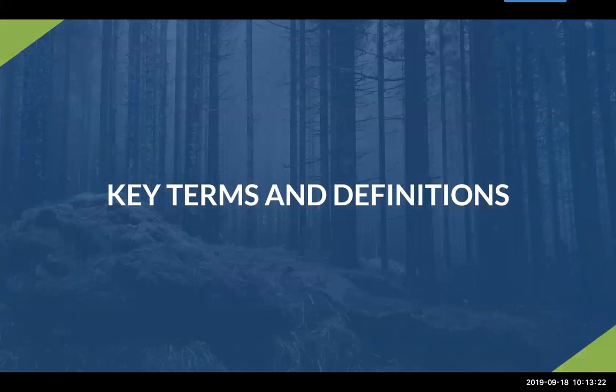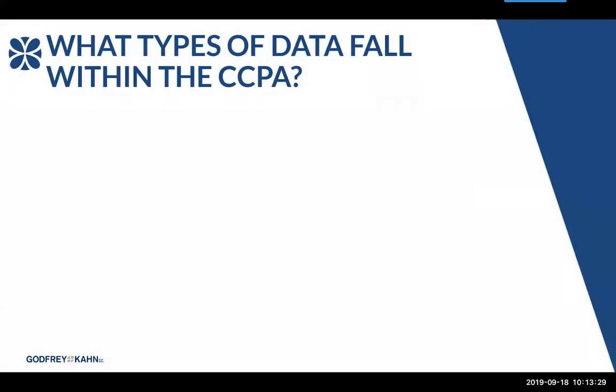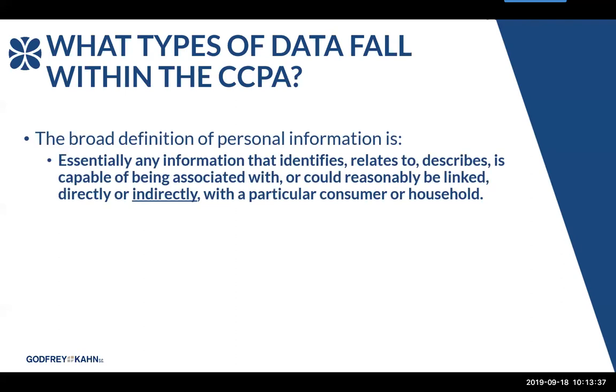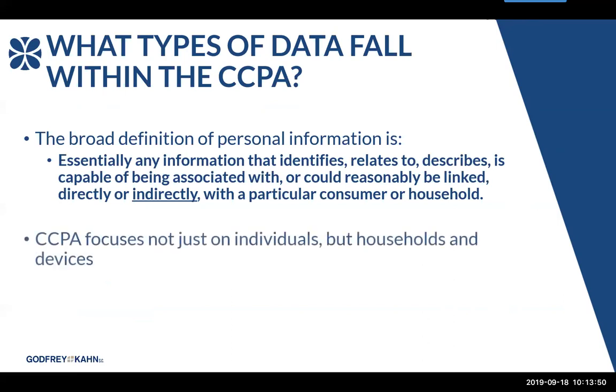And so diving now, Sarah, into some of the key terms and definitions of the law. One of the main questions our participants might have is what type of data falls within the purview of CCPA? And this is answered by looking at the definition of personal information. So CCPA defines personal information very broadly as essentially any information that can be associated with a consumer or a household, whether directly or indirectly.